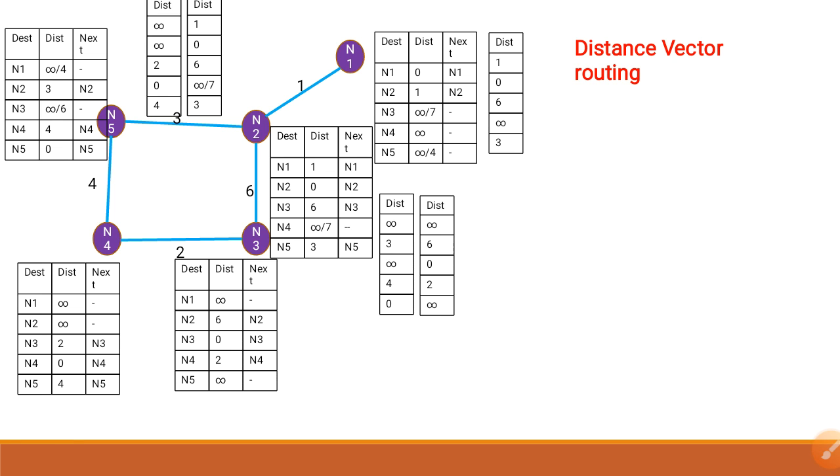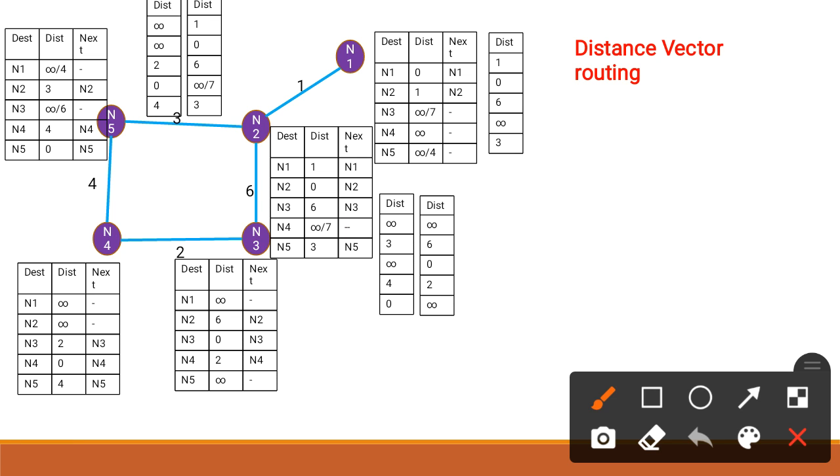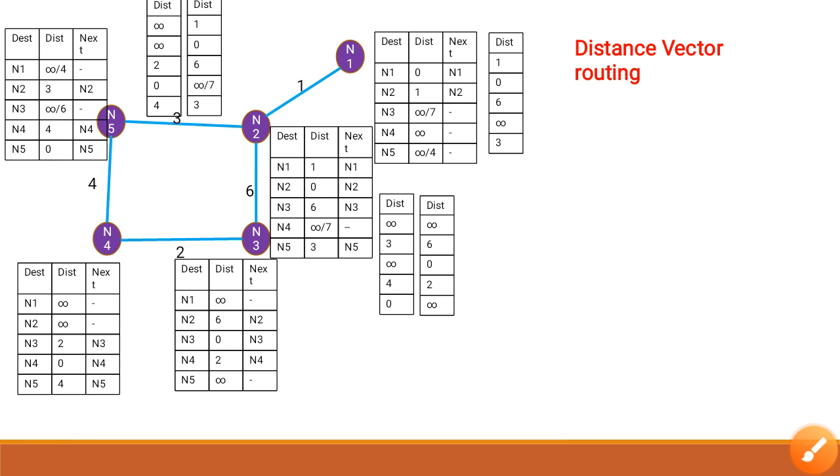And when we go from this one, it updates its table through that point, meaning through n5 here, the route is there. Okay, so likewise all the tables are filled by using the distance vector algorithm. Okay, thank you.